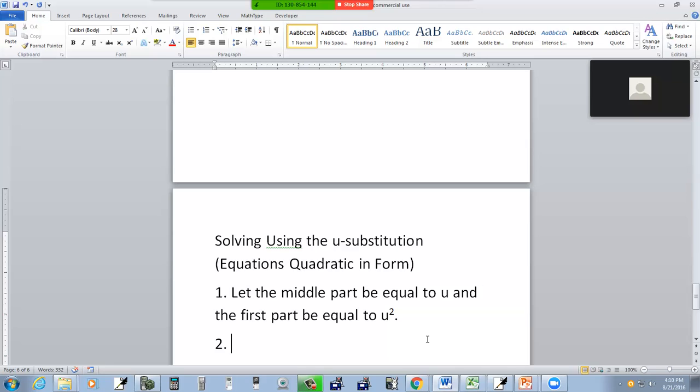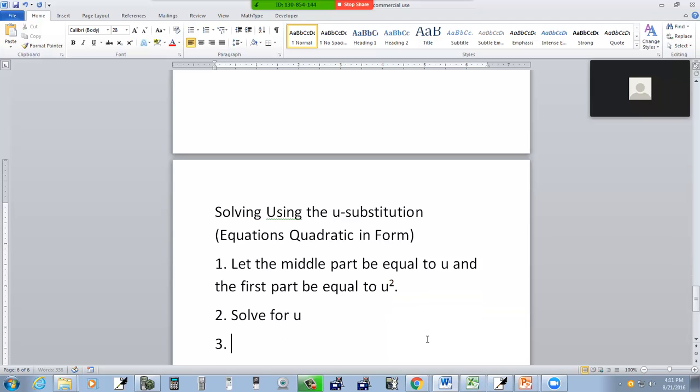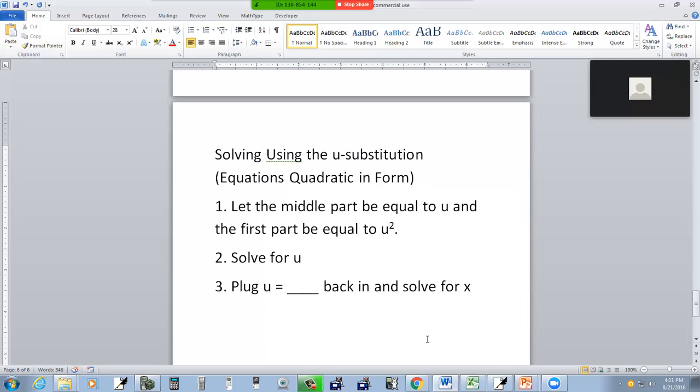And that's pretty vague, but we'll talk more about that here in a minute. Second step is solve for u. Then step 3, plug u equals blank back in and solve for x. Probably one of the most vague processes there is in algebra.